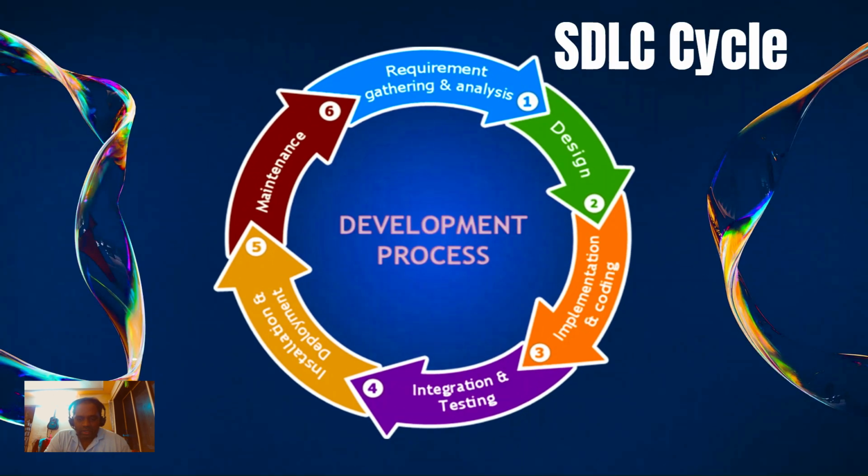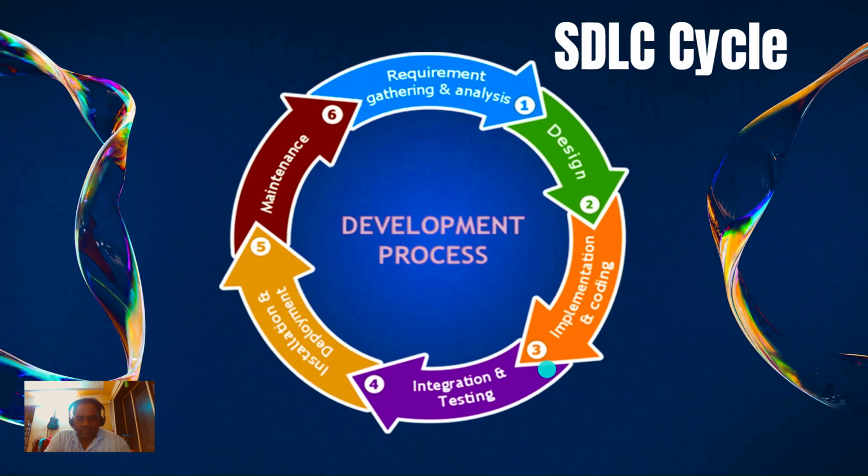As you might be aware of the SDLC, that is the Software Development Lifecycle, it includes requirement gathering, analysis, design, implementation, testing, deployment, and maintenance of the software. These are the different phases we have. So, as a software architect, we need to focus mainly on the first two phases of the SDLC: requirement gathering and analysis, and design.